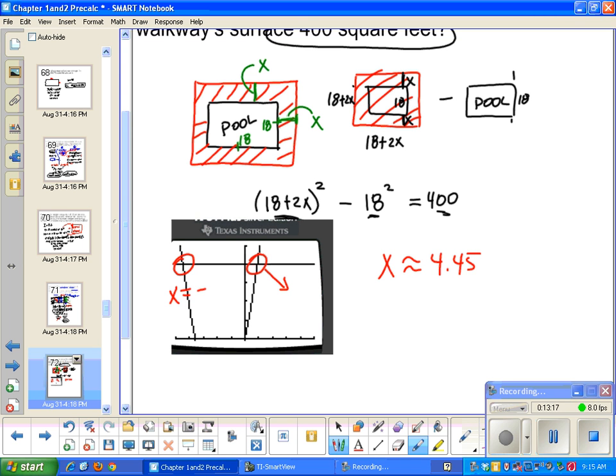That's what we're looking for there, because it asks us how wide should the walkway be to make the walkway surface area 400 square feet. So the answer is that it should be about 4.45 feet. Okay.